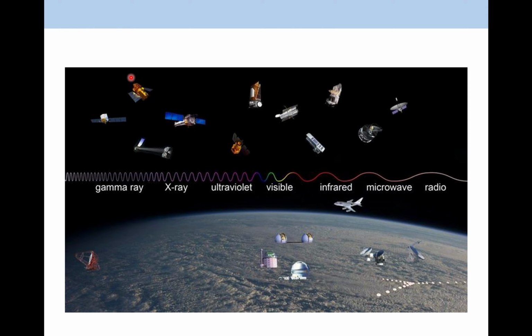So here is a graph of different wavelengths and then different instruments that we use to observe these wavelengths. So you'll notice that right here in the visible, we see the rainbow that we are used to seeing. So these wavelengths here are what we are able to see with our eye.